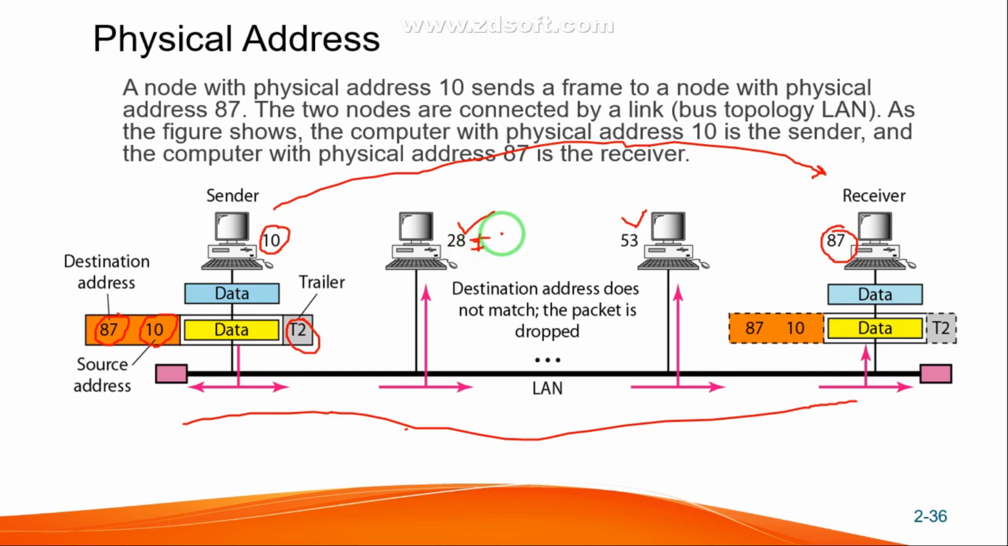So it is not going to accept the data. This frame has been sent to this station. Again in this station, it is going to match that 53 is not equal to the destination address, that is 87. It means it is not going to accept the data. So finally this data has been given to this receiver. And now it is going to match: yes, 87 is equal to this 87, it matches. Then it comes to know this data is meant for this receiver only.